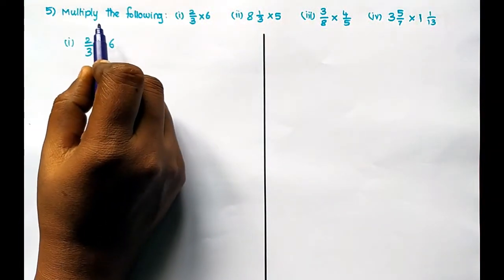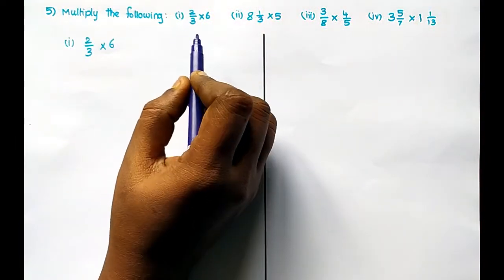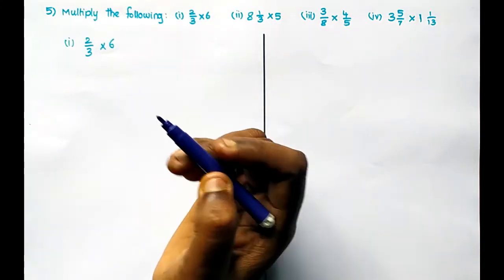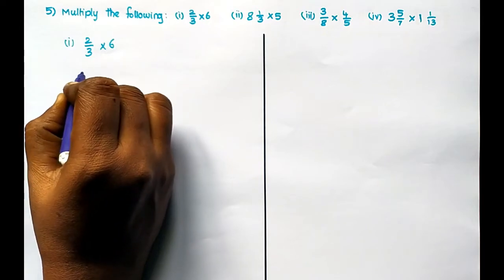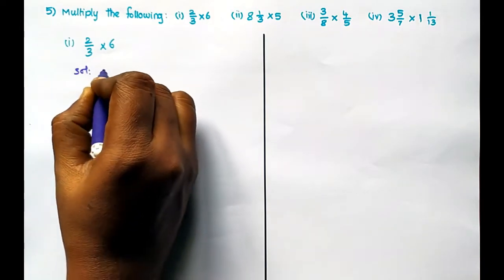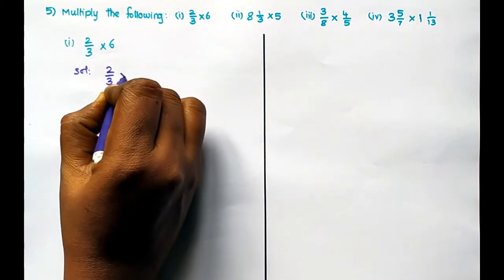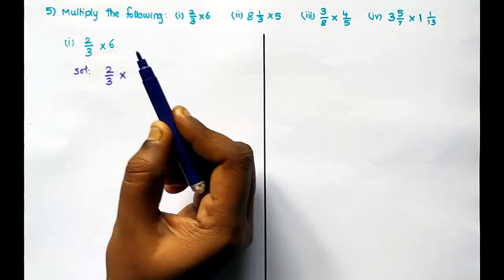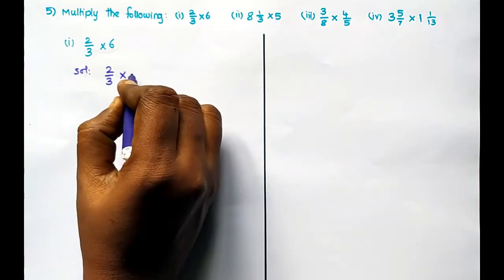Fifth sum, multiply the following. First subdivision, 2 by 3 into 6. Listen, 2 by 3 into 6 means 6 divided by 1. That is understood. So 6.